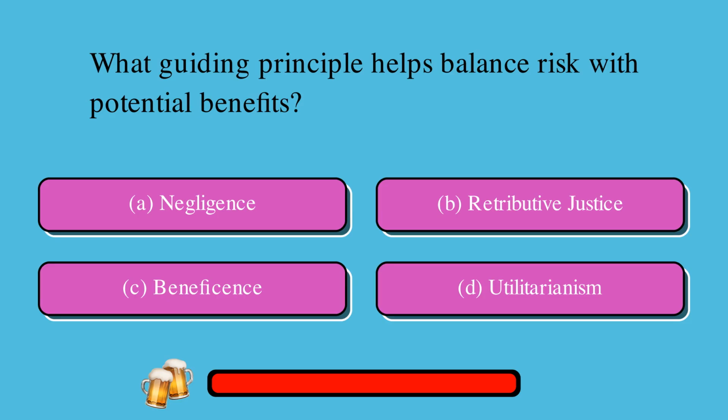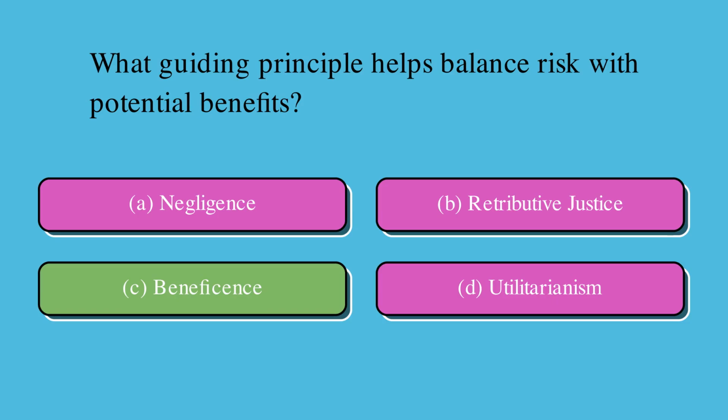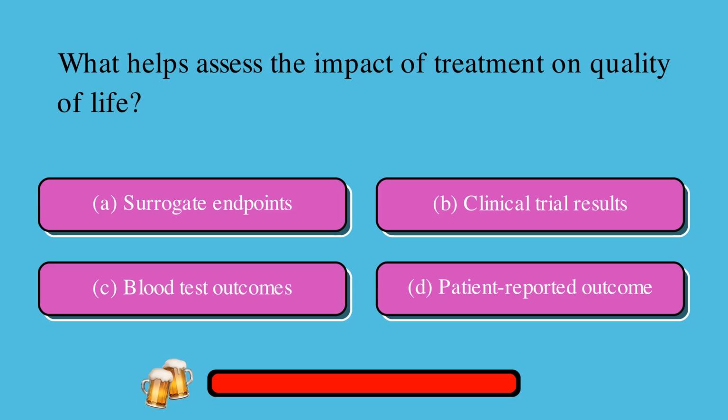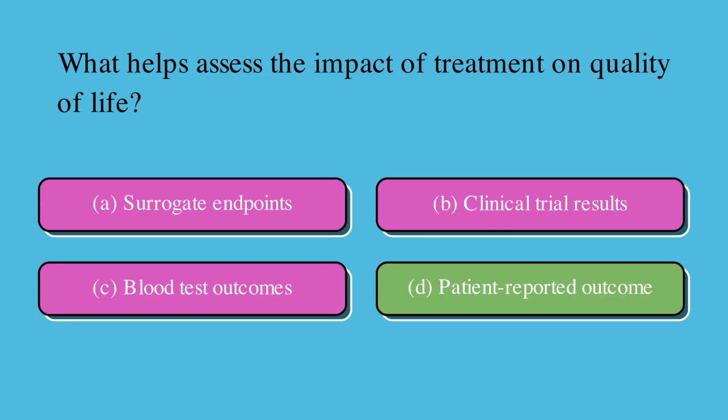What guiding principle helps balance risk with potential benefits? A. Negligence, or B. Retributive justice, or C. Beneficence, or D. Utilitarianism? The correct answer is C. Beneficence. What helps assess the impact of treatment on quality of life? A. Surrogate endpoints, or B. Clinical trial results, or C. Blood test outcomes, or D. Patient-reported outcome? The correct answer is D. Patient-reported outcome.